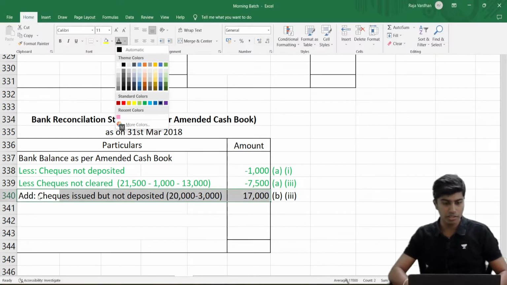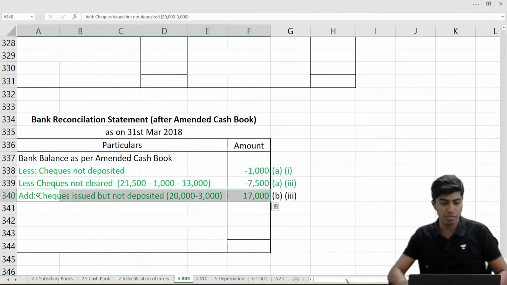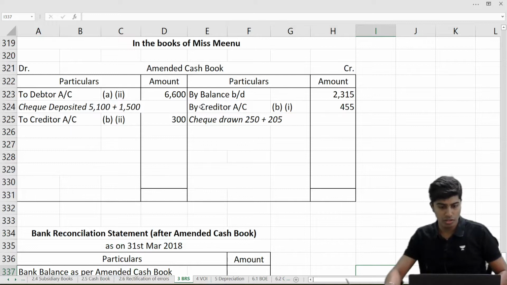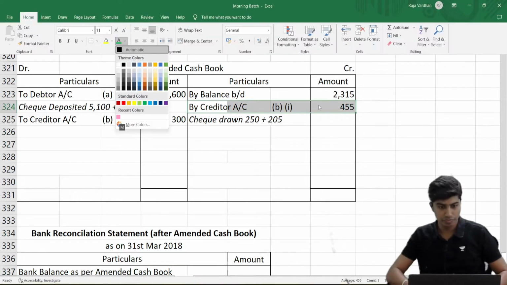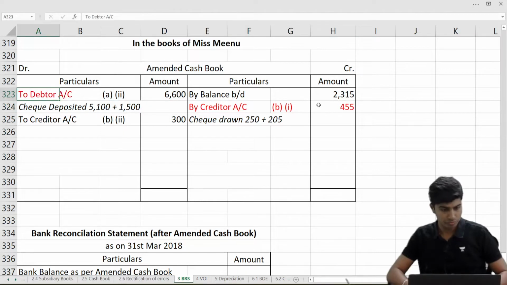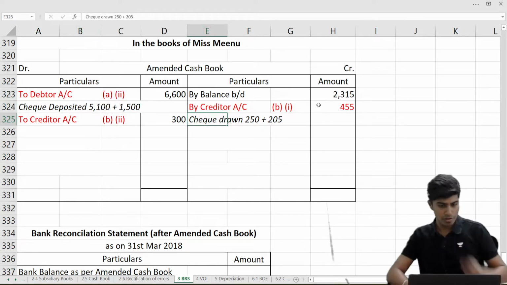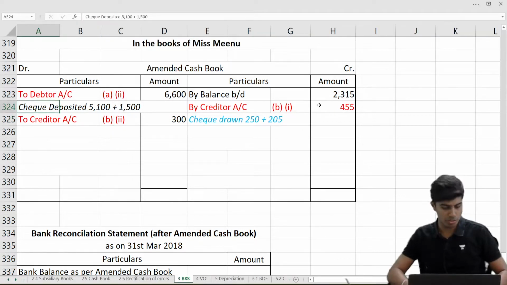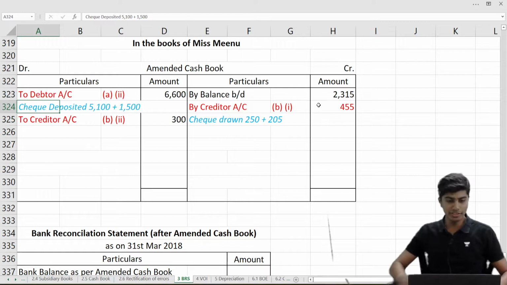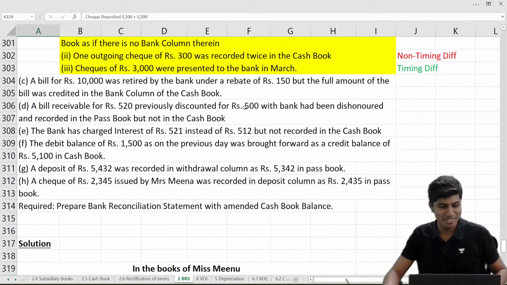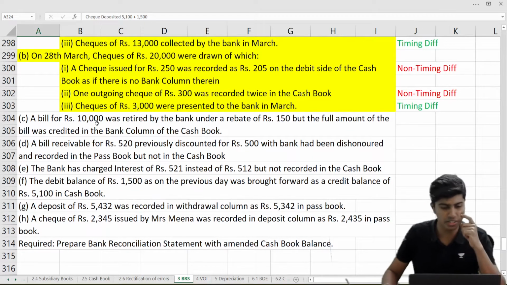Let's keep them green. Non-timing differences, let's keep them red. These are non-timing differences. And this is an adjustment, so I'll keep this sky. I'm going to say whatever is there in this blue need not be written in the exam. And your answer is looking very, very colorful by this. Chalo. Let us go to the next adjustment.